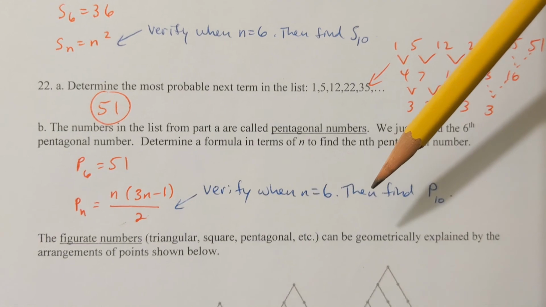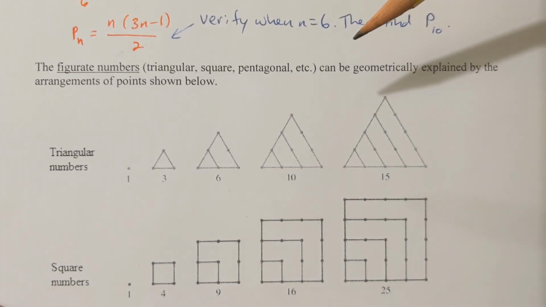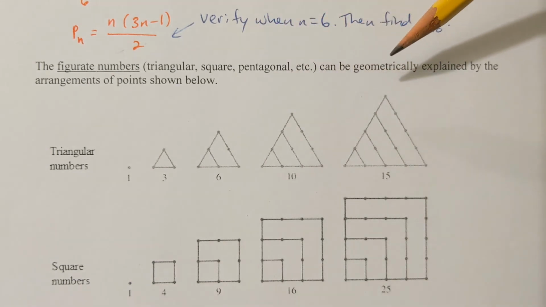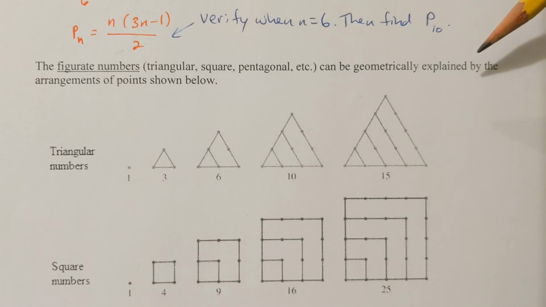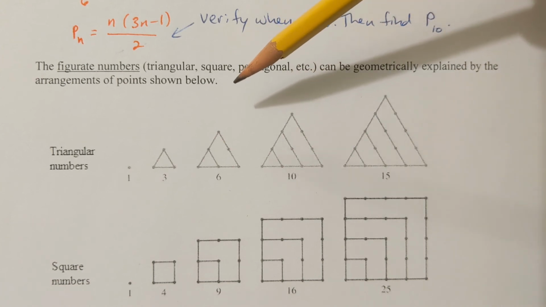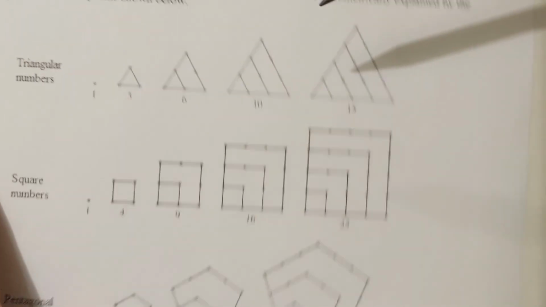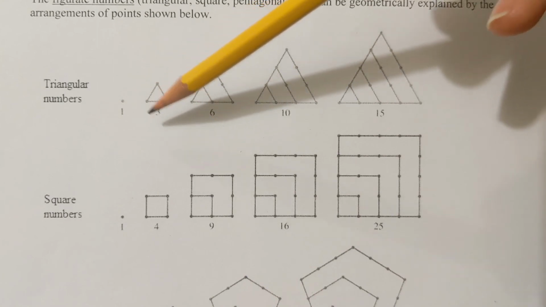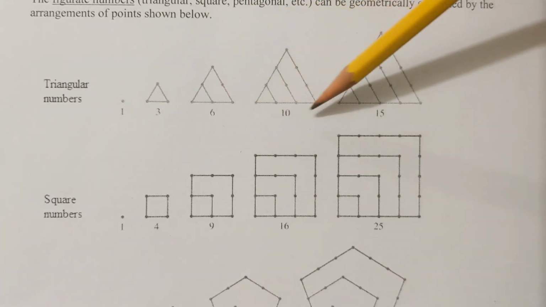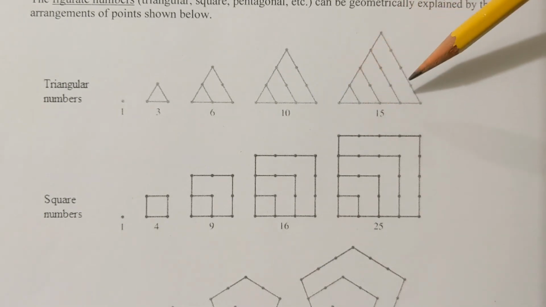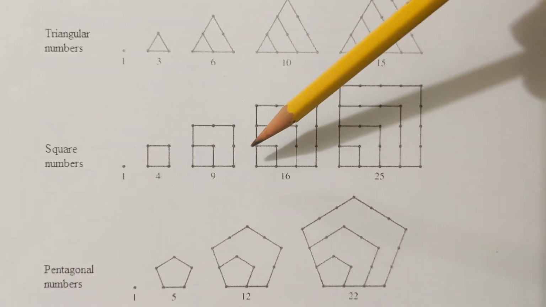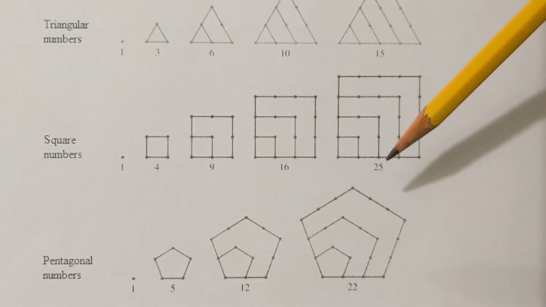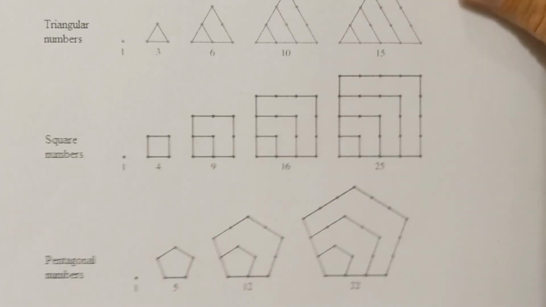The type of numbers that we are finding here are called figurate numbers. Triangular numbers, square numbers, pentagonal numbers, etc. can be geometrically explained by the arrangements of the points that are shown below. So I've got some points here, triangular numbers. There's 1, there's 3 points, there's 6 points, there's 10 points. I've got the number directly underneath, 15 points. So I'm producing a figure within the same figure within the same figure is the idea.